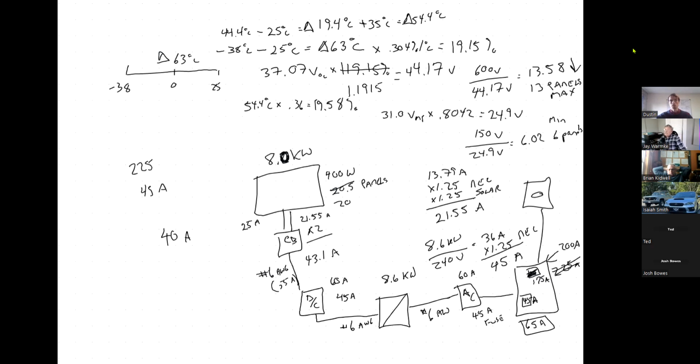So the only downside of that is that, let's say at night when my array is not generating, I'm now limiting myself to 175 amps versus 200 amps.